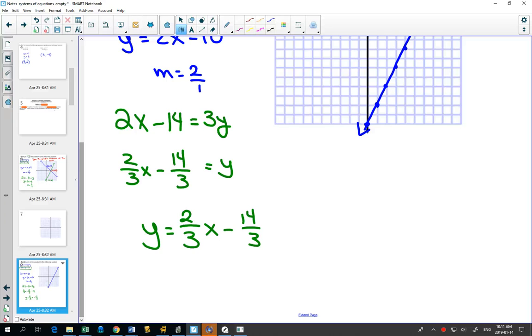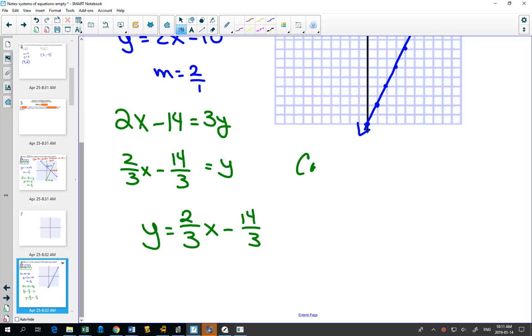It's okay, it's actually not bad if your slope is a fraction, because here going up 2 over 3 isn't bad. But starting off with negative 14/3 as a y-intercept is a little bit not nice. It's more than a little bit not nice. It's like, yuck.